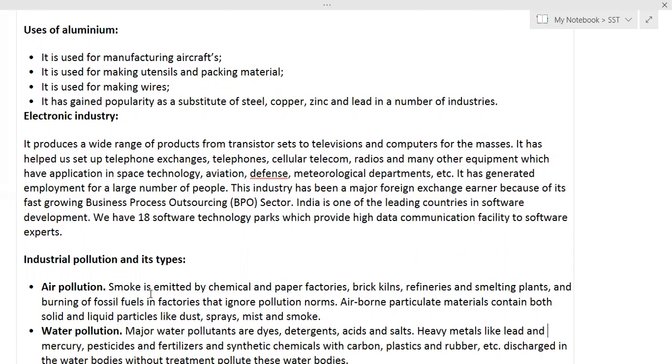Electronic industries produce a wide range of products from transistors and tractors to televisions and computers for the masses. So electronics means transistors and the use of computers, television, etc. It helps us set up telephone exchanges, telephones, cellular, telecom, radios, and many other equipment which have application to space technology, aviation and defence.